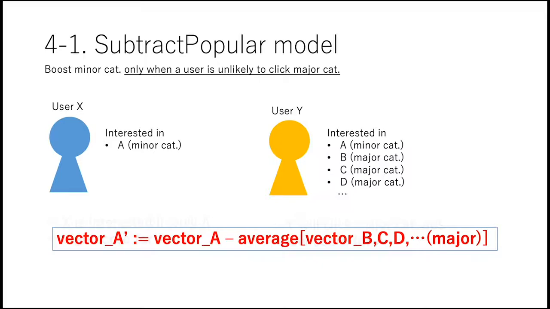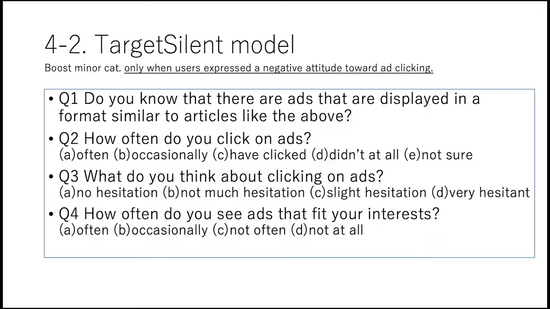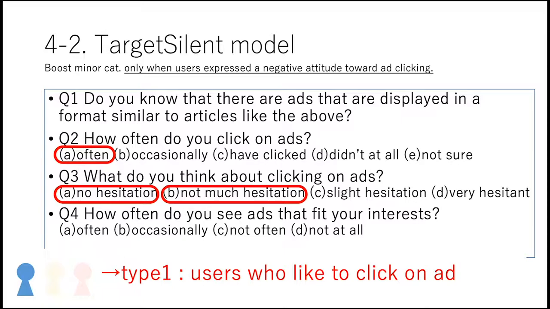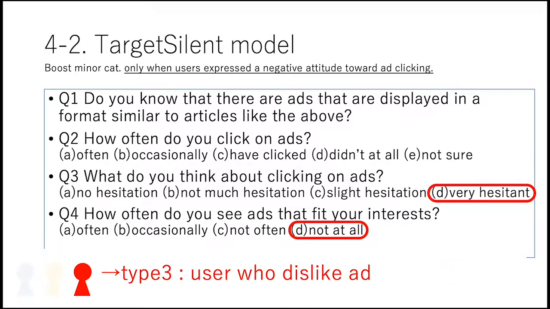One more model we have developed is TargetSilent. This model boosts minor category only when users express a negative attitude toward ad clicking. To find the negative attitude users, we use another questionnaire to classify users into three types. Type 1 users like to click ads, and type 2 users do not have hesitation to click ads but are poorly matched. Type 3 users dislike ads, but type 3 users may dislike ads because they have never encountered a minor category advertisement, so we want to target the type 3 users for minor category advertisement.